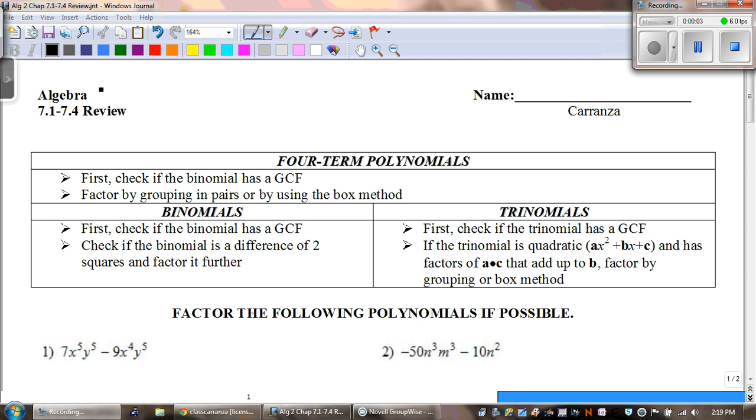Hey guys, this is Mr. Grice for Algebra 2, Unit 7.1, 7.4 review. Today we're going to be talking about factoring either four-term polynomials, binomials, or trinomials.